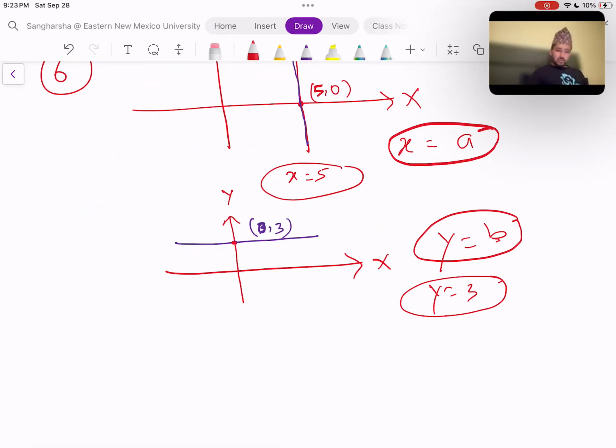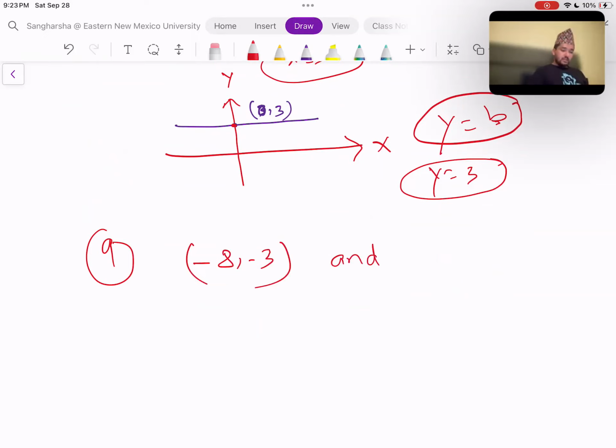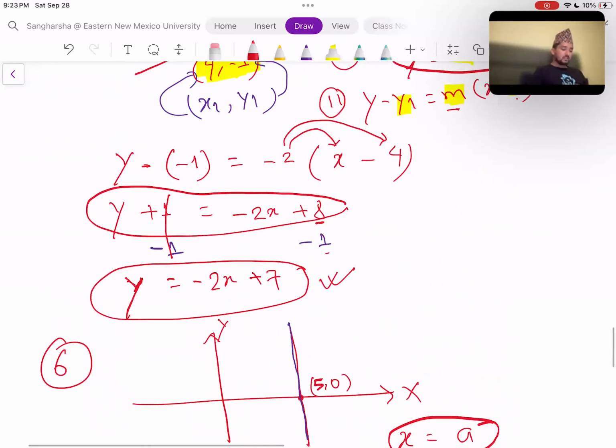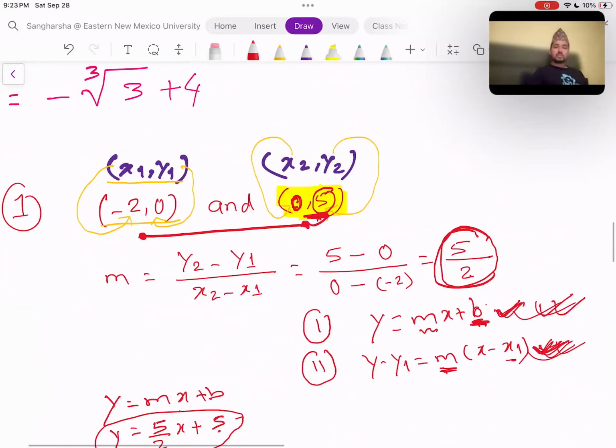Now let's go to number 9. I think I can skip number 9. We need to find the equation of the line passing through the points (-8, -3) and (12, -7). So you are asked to find the equation of the line joining these two points, and that's what we did in number 1. If we go back here, that's what we did in number 1.